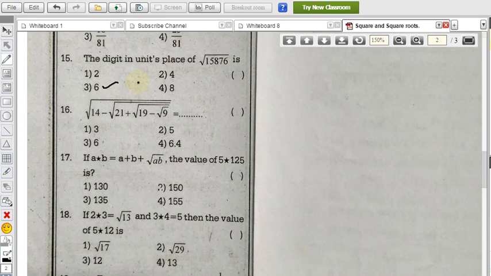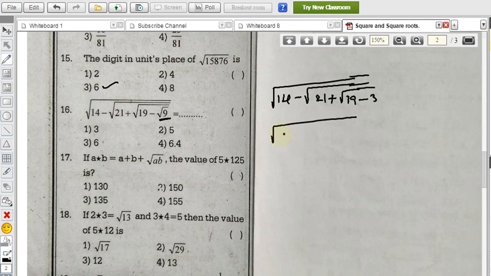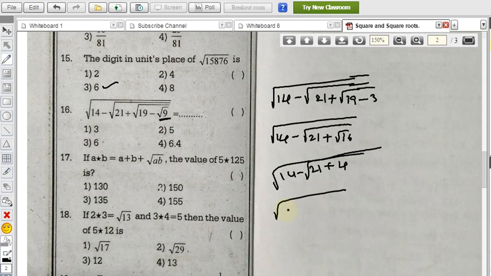Now the 16th one, which I explained earlier, is just applying perfect square values. Square root of 14 minus square root of 21 plus square root of 19 minus square root of 9. Square root of 9 is 3. 19 minus 3 is 16. Root 16 is 4. Remaining 21 is as is. So square root of 14 minus square root of 21 plus 4 is root 25. Root 25 is 5. 14 minus 5 is 9. Root 9 is 3. Just by applying the square root values, we get the answer 3.